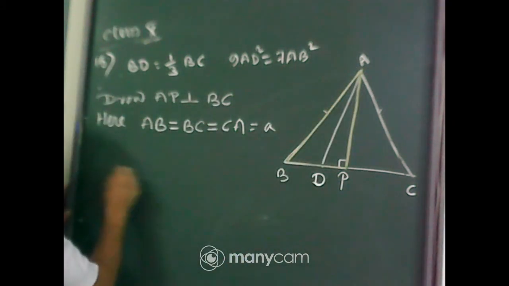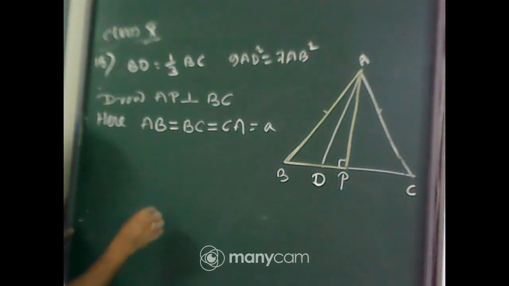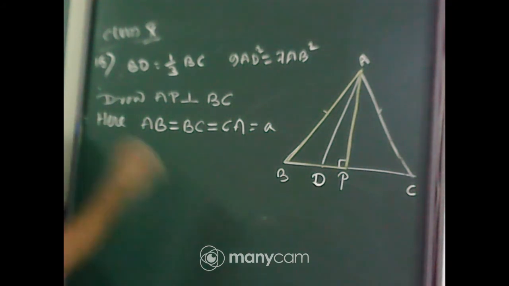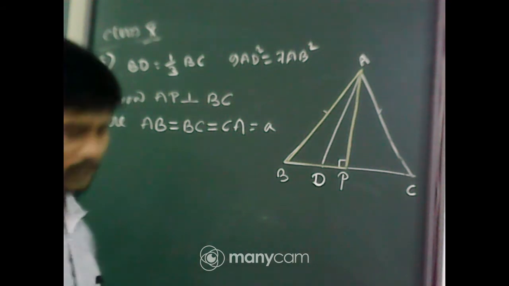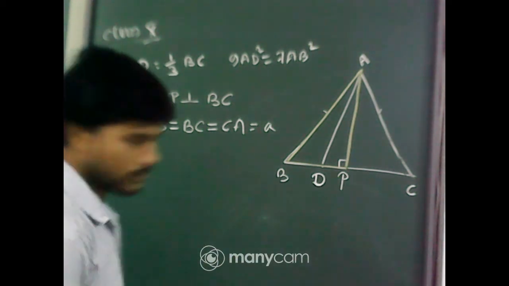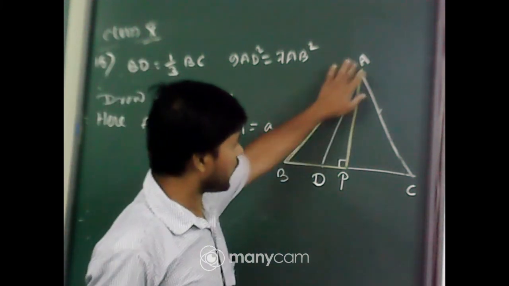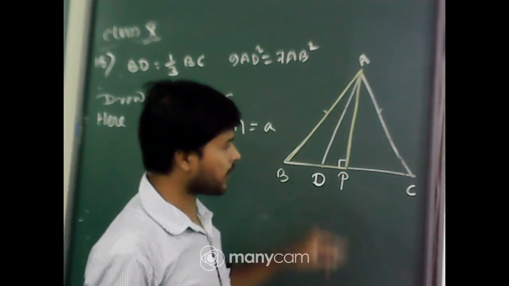Now consider the triangle ABP. So in triangle ABP, what can we write if we apply the Pythagoras theorem? Can you tell me? Can you see the triangle now? ABP. Apply the Pythagoras theorem.